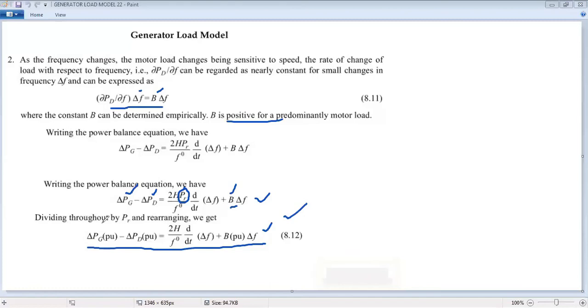That means the surplus power is absorbed in the system in two ways: the rate of increase of stored kinetic energy, and also the increase in the load demand. So that is the thing here. Now let us see the continuation of this topic.